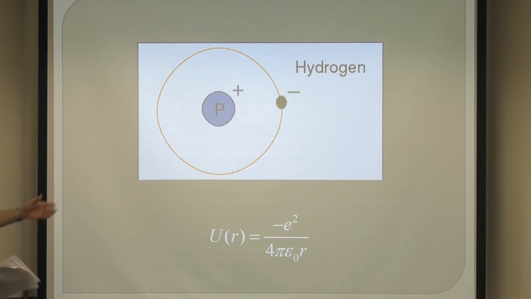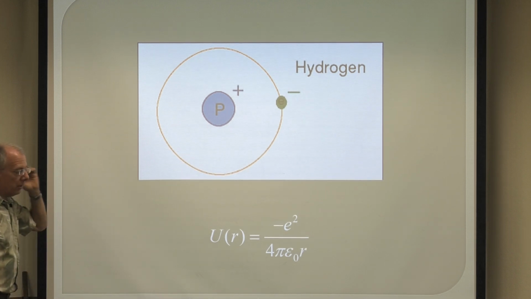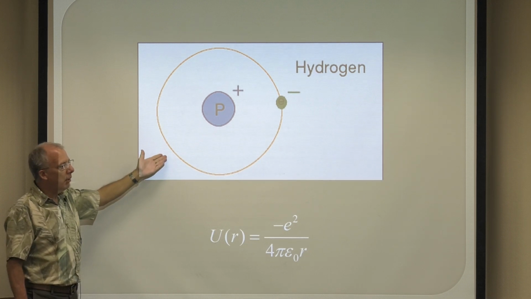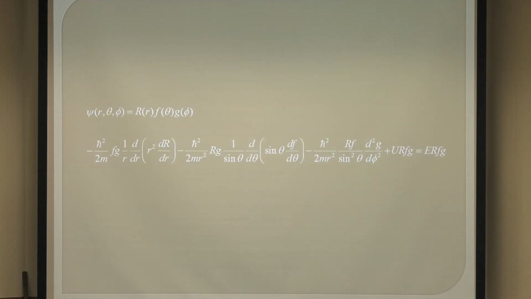Now, this is a three-dimensional object, right? And so it's really easier. You'd be crazy to do this with x, y, and z. You really want to do it with spherical coordinates. So if you do that with spherical coordinates, you get this. And remember, this is the easiest element, right? Hydrogen.